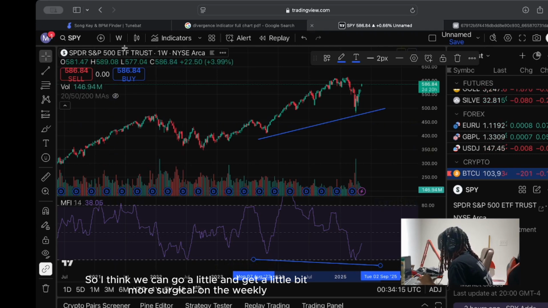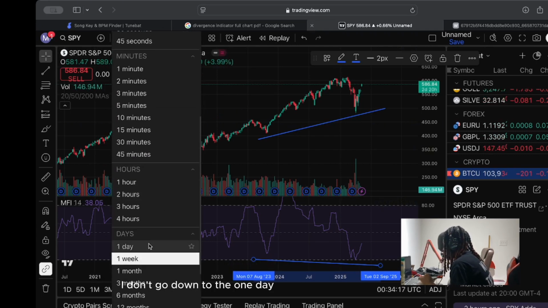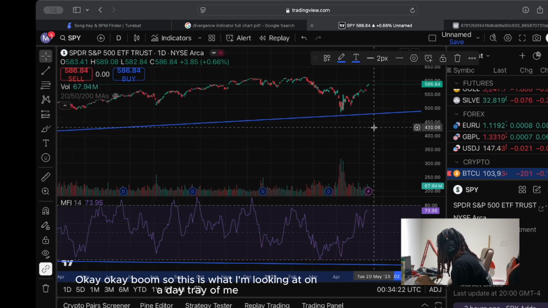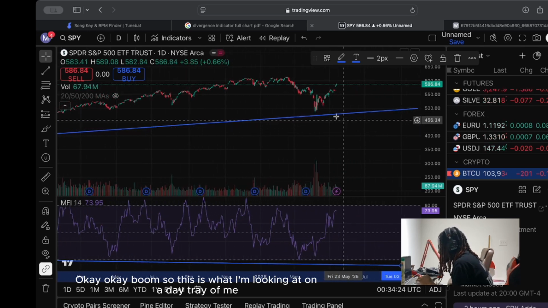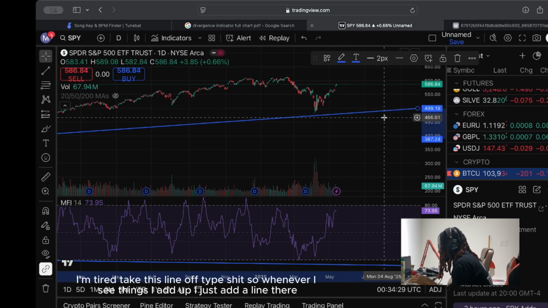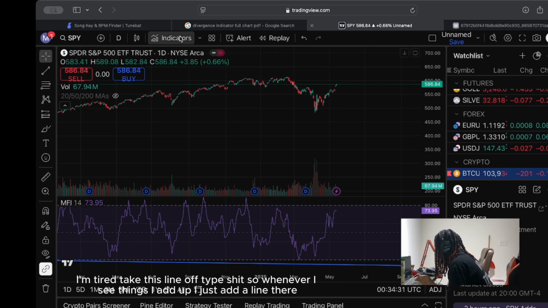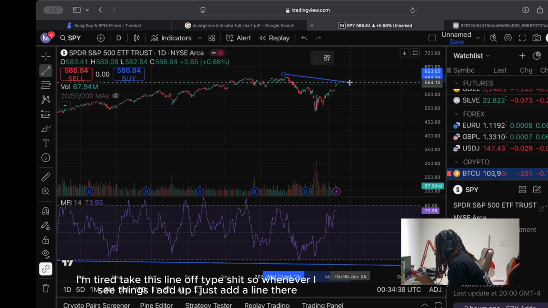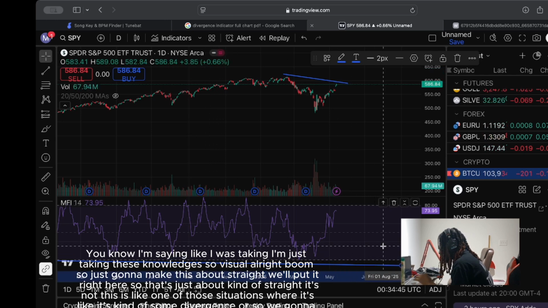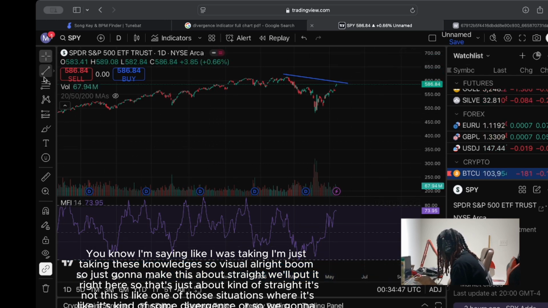Let me get a little bit more surgical on the weekly. Let me go down to the 1 day. Okay, boom. So this is what I'm looking at on the day trade. Let me take this line off. Whenever I see things not add up, I just add a line there, you know what I'm saying? I'm just taking this one off just for visuals.